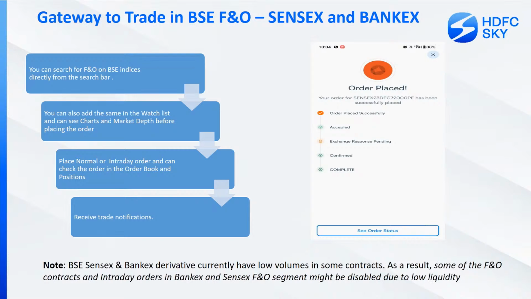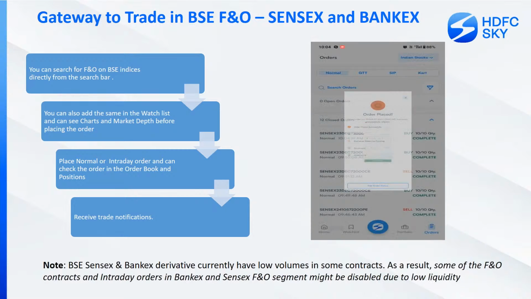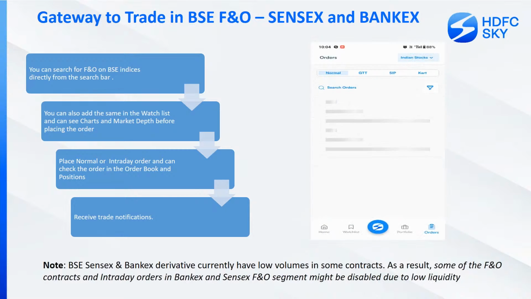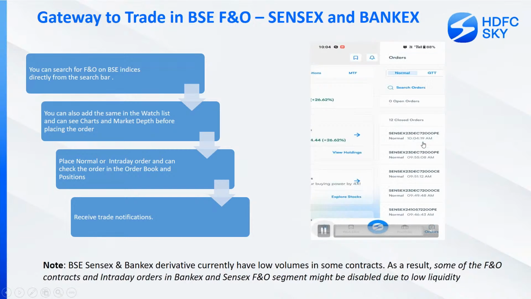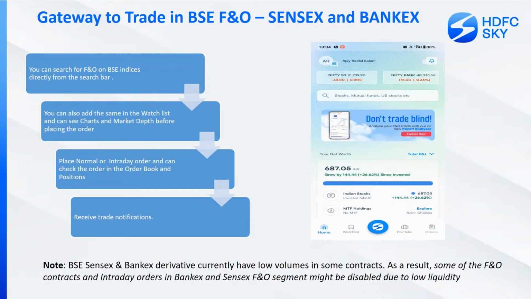I can check the order status by clicking on the order status. Here in the order status, we'll be able to see that I wanted to buy the 72,000 put option. You can see that the 72,000 put option is bought and the order is completed. So this is how you can place the order of BSE F&O segment of Sensex and BankX from HDFC Sky.